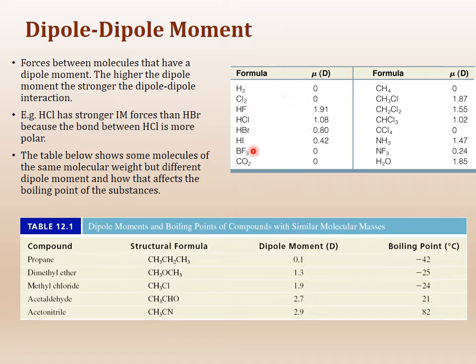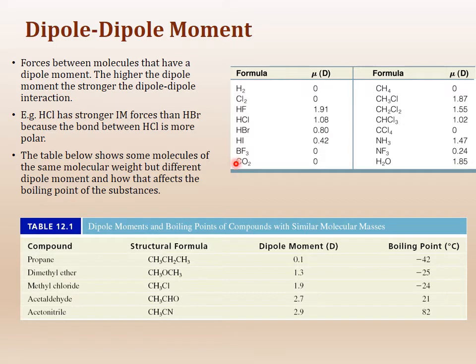You should be able to predict all of this. And this table over here shows you a little bit about the different dipole moments of molecules. So hydrogen, chlorine, 0 and 0. HF, definitely a high one because fluorine is highly electronegative and therefore the HF bond is extremely polar, and because of that this molecule shows a dipole moment.